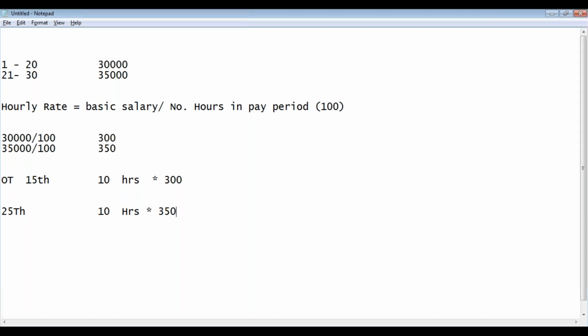That means the system calculates for each partial period separately until the end of the payroll. The value of every wage step is separately calculated. So this partial period value is different and this partial period value is different. This partial period value is 20 divided by 30 into 30,000. This value is 10 divided by 30 into 35,000, assuming no absences. Clear? So this value is separately calculated and this value is separately calculated until the end of the payroll.